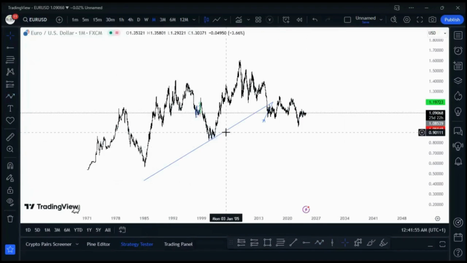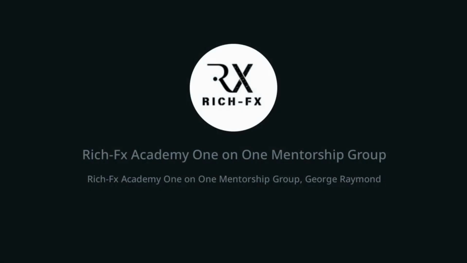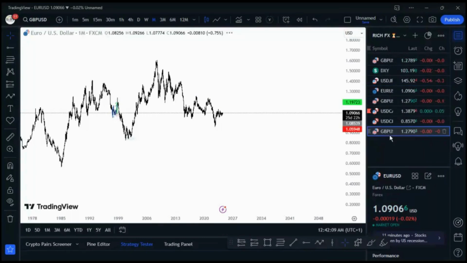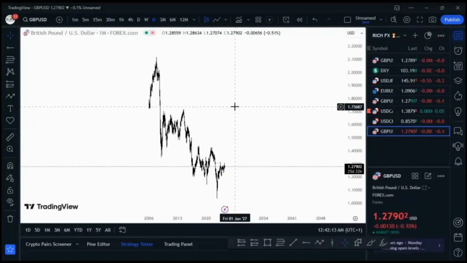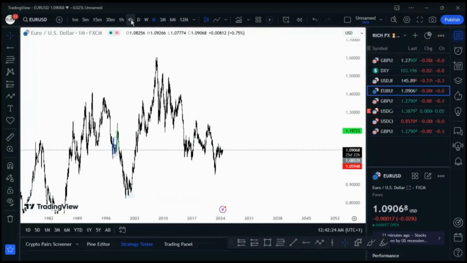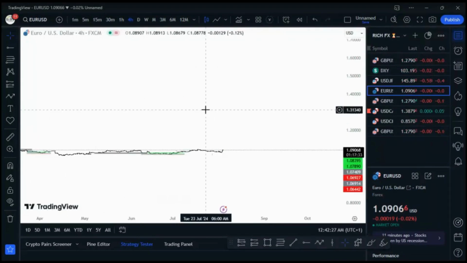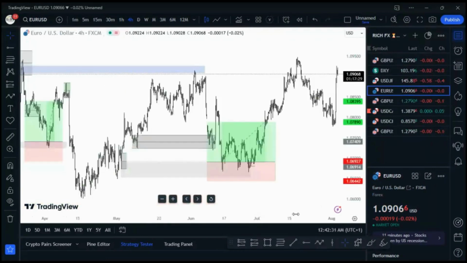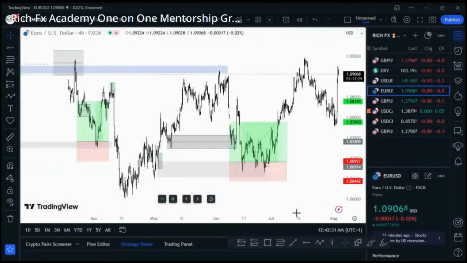Okay, so where is resistance? Let's look for a different pair that we believe will have such. Let's check on GBP USD. Okay, let's just stick with Euro USD, but we'll go to lower time frames so we can actually get what we want. We can see a resistance level there, I believe.